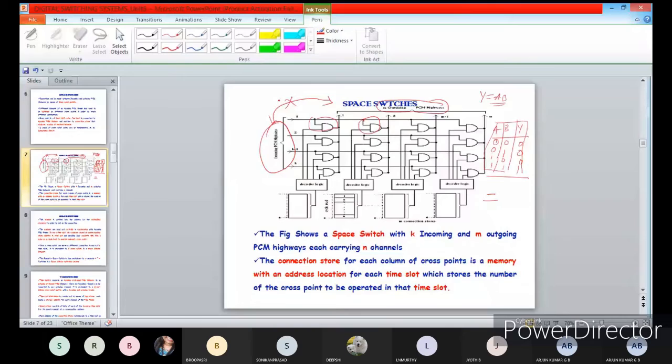The cross point is there for a two-input NAND gate, used to make this cross point between the incoming and outgoing PCM highways. Thus, the switching network must be able to receive the PCM sample from one time slot and retransmit it into a different time slot. This is also known as a switching circuit. It means the PCM should be able to receive the information from one time slot, and the same received information will be retransmitted in another time slot. That is also known as a switching system.